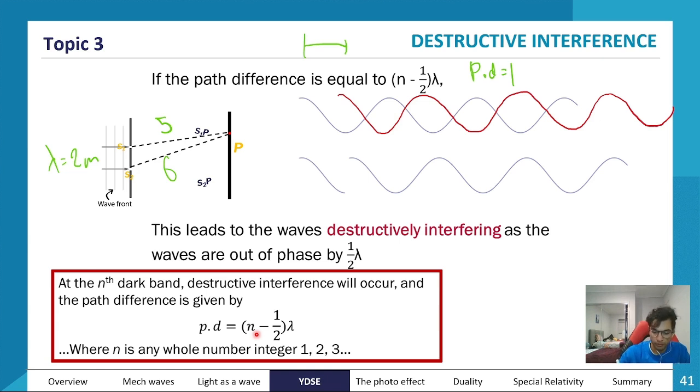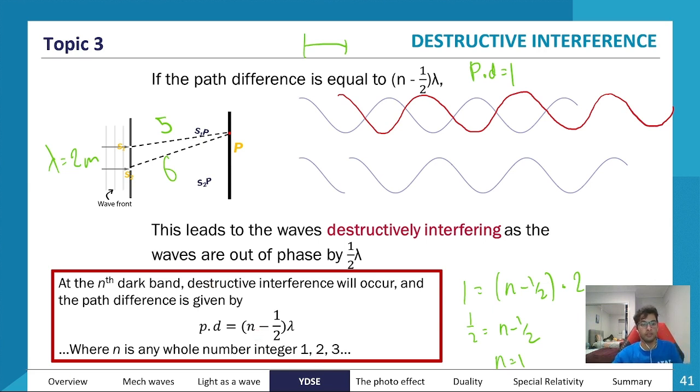We've got a path difference of (n − 1/2) times the wavelength, which is 2. And then you get 1/2 is equal to n − 1/2, so n is equal to 1. And for this to be true, n has to be a whole number integer.